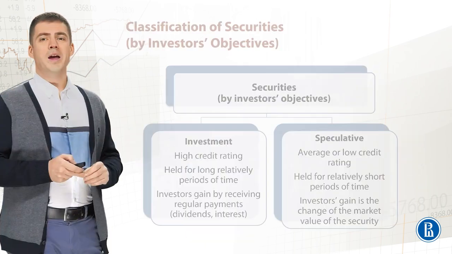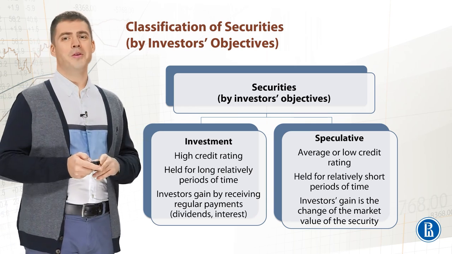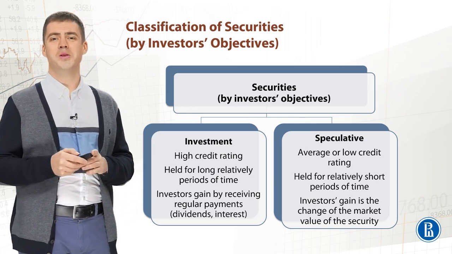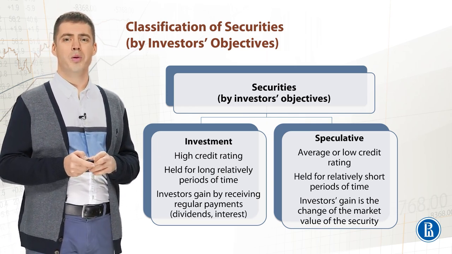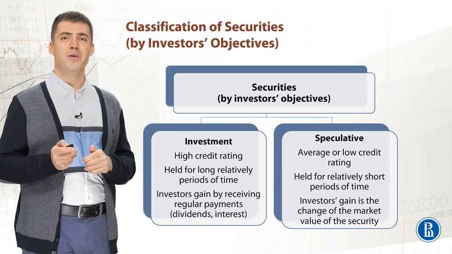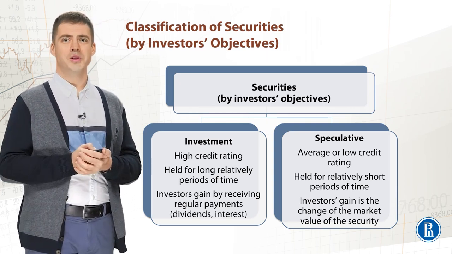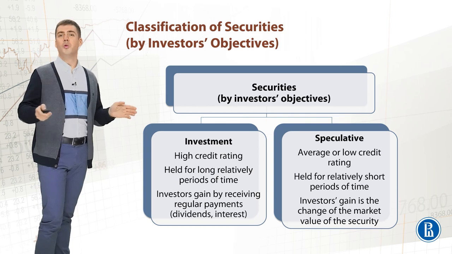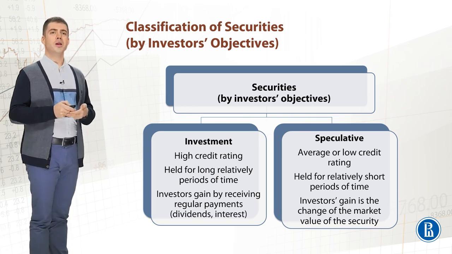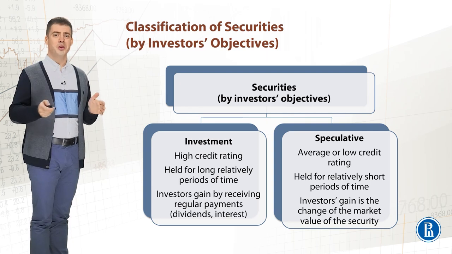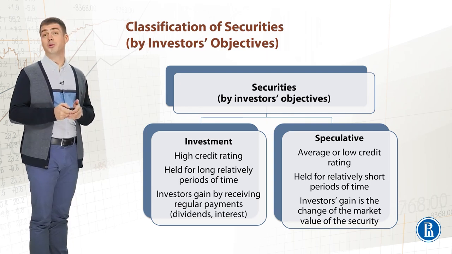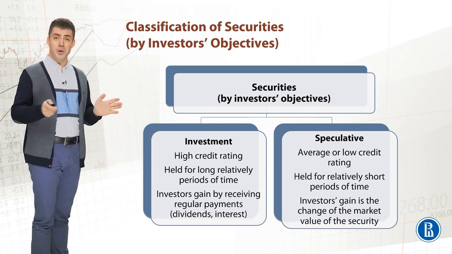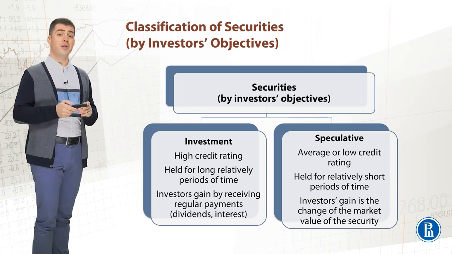obligations are fulfilled. We can classify all the securities available in the market by investors' objectives. I believe it's an open secret that some securities are purchased for investment reasons. However, another part of securities is traded as speculative instruments. So what makes the difference? Generally, while talking about investment class securities, we mean the securities with high credit rating, which are generally held for long periods of time relative to other securities.